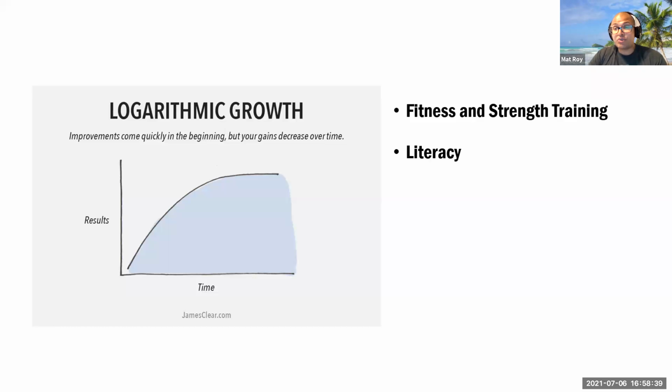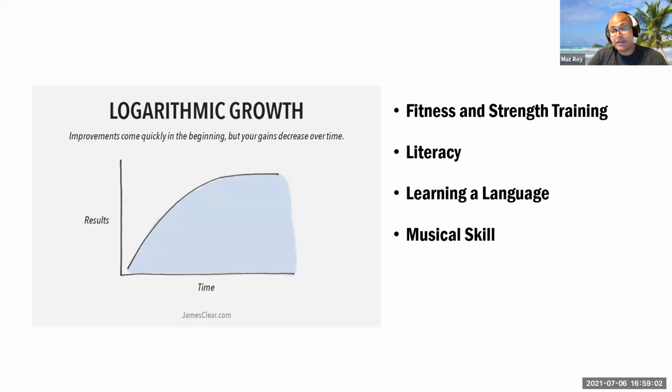Literacy: when children learn how to read in the beginning, they soak things up very quickly. They're like little sponges. But the older we get, it takes a lot more effort to increase our vocabularies. Learning a foreign language is like this. You can see it's very similar to literacy, that it takes a lot of work once you become more fluent in a language to start making big improvements.